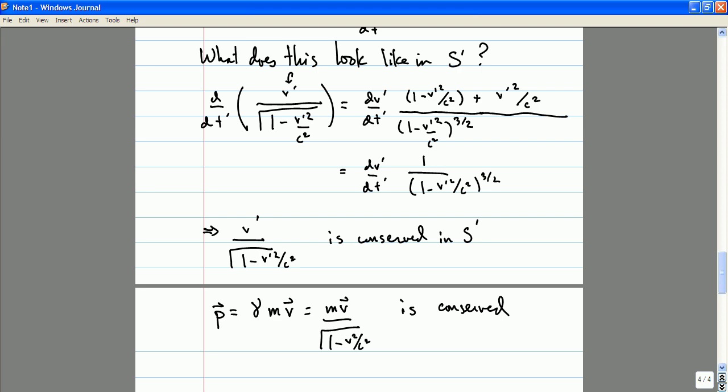I should make a note here. Actually, if you look in Morin's book, he gives a completely different derivation of relativistic momentum and why it has to take this form. I like this derivation better. If you aren't happy with it, I recommend that you look at the derivation in the beginning of chapter 12 of Morin's book. It's slightly different in flavor. Frankly, I found this one simpler.